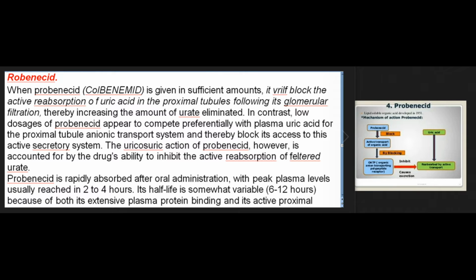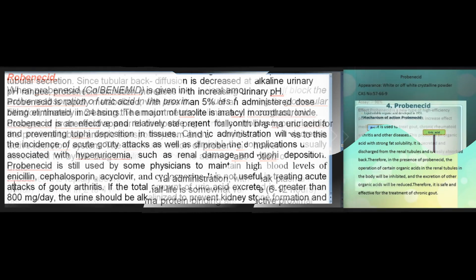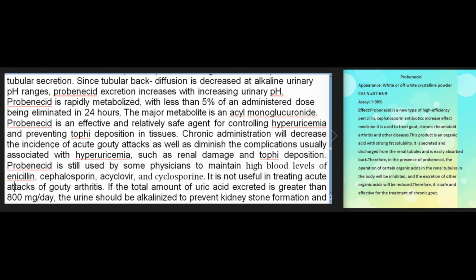Its half-life is somewhat variable, 6 to 12 hours, because of both its extensive plasma protein binding and its active proximal tubular secretion. Since tubular back diffusion is decreased at alkaline urinary pH ranges, probenecid excretion increases with increasing urinary pH. Probenecid is rapidly metabolized, with less than 5% of an administered dose being eliminated in 24 hours. The major metabolite is an acyl monoglucuronide.